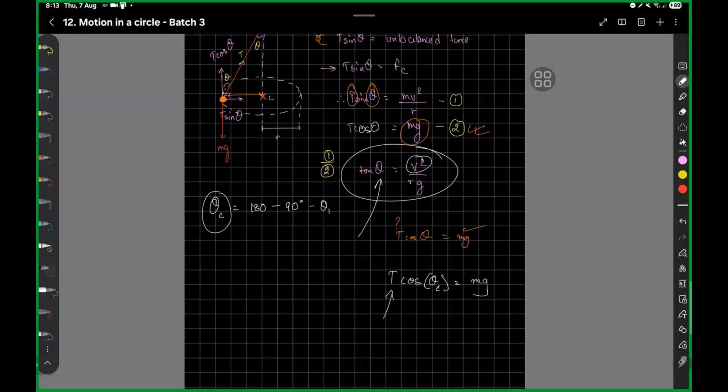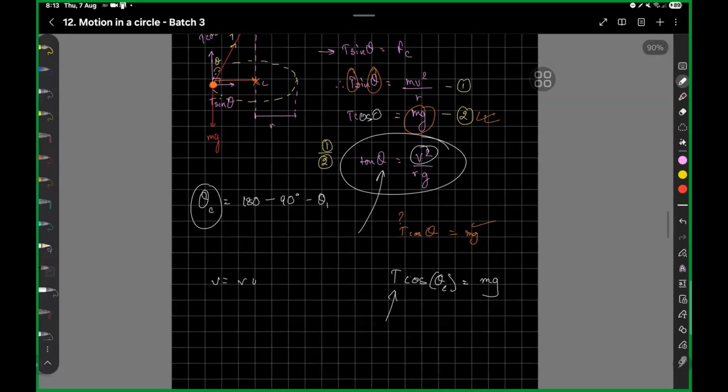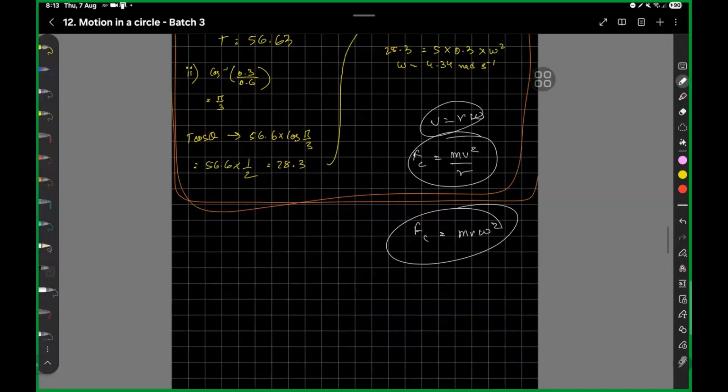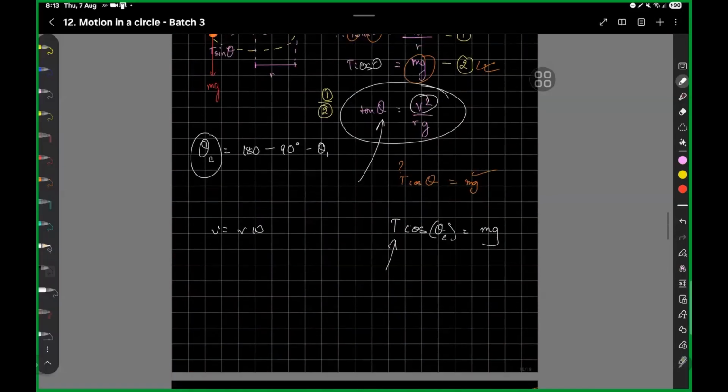Velocity is not something you would know of, but can I substitute something into velocity? Yes. If you remember the equation of velocity, v is equal to r omega, right? I just wrote it down over here, so that you can substitute. This v is equal to r omega, you can substitute and say, okay, fair enough. Tan theta is equal to (r omega) whole squared divided by rg.